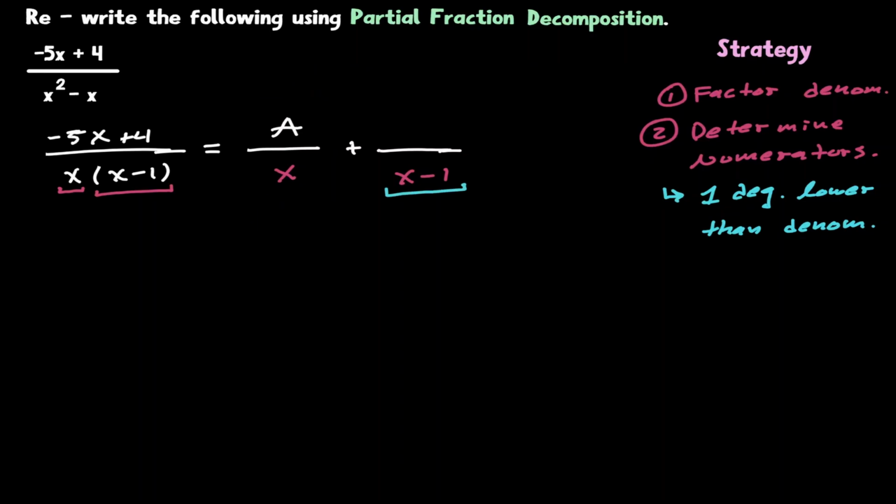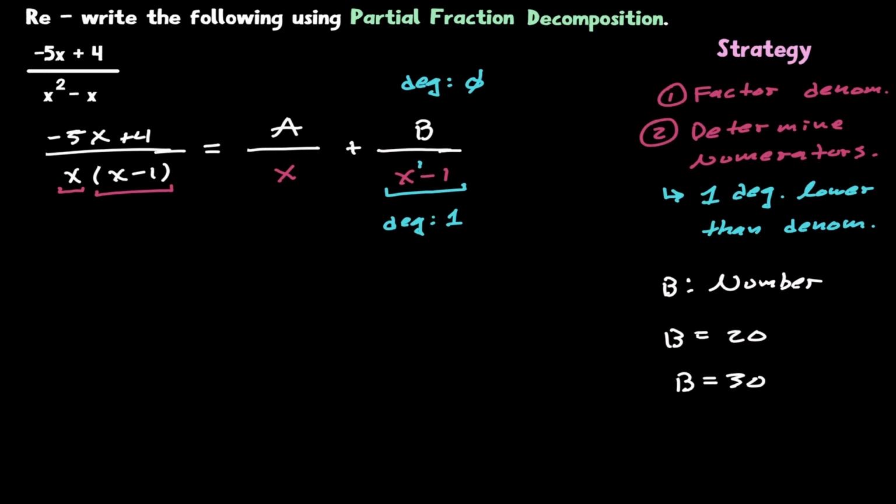Now let's take a look at the next denominator. Notice that it's also degree 1. So therefore, the numerator of our second fraction must be of degree 0. Let's use a capital B as a placeholder. And again, B is going to be a number. We do not know the value. Maybe it is equal to 20. Maybe it is equal to 30. Maybe it is equal to minus 3. We do not know. It is just a placeholder for some number. We're going to figure out that number next.